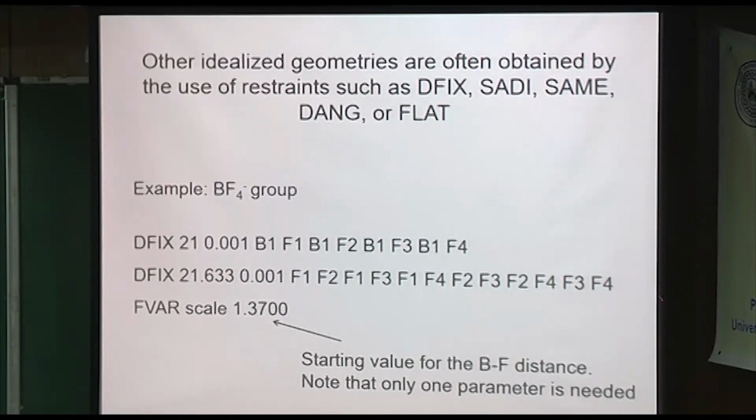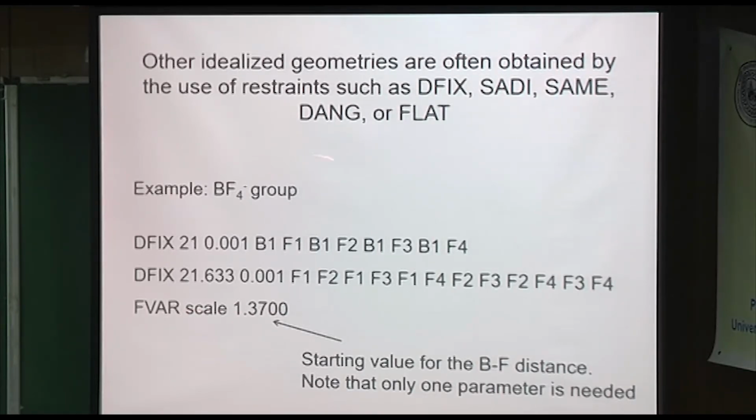And this would be, say, the way you would set it up. All of the BF distances in pairs, and then all of the FF distances in pairs. Okay? And then on the FVAR line in your input, after the scale, which is always there, so the first term is always scale, the second term, you put in a starting value for 21, which is called a free variable. It's just George Sheldrick's way of naming it. The 1 refers to being at full occupancy, and the 2 refers to the position in the FVAR line.